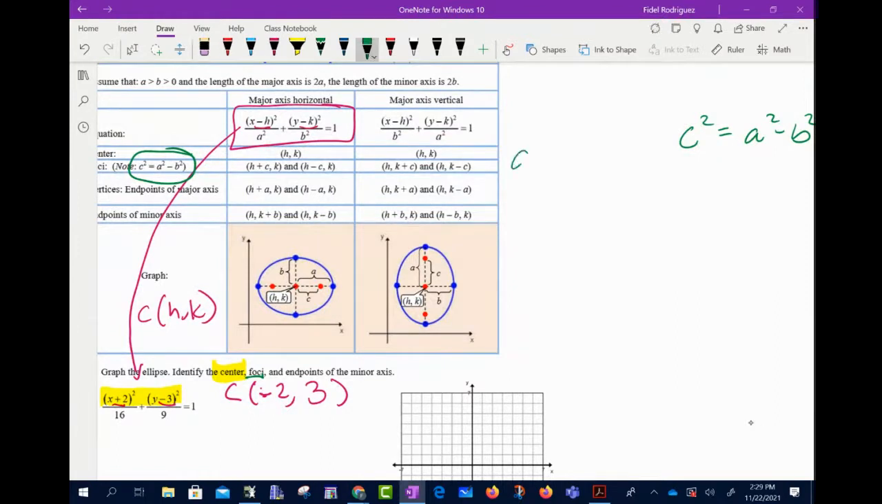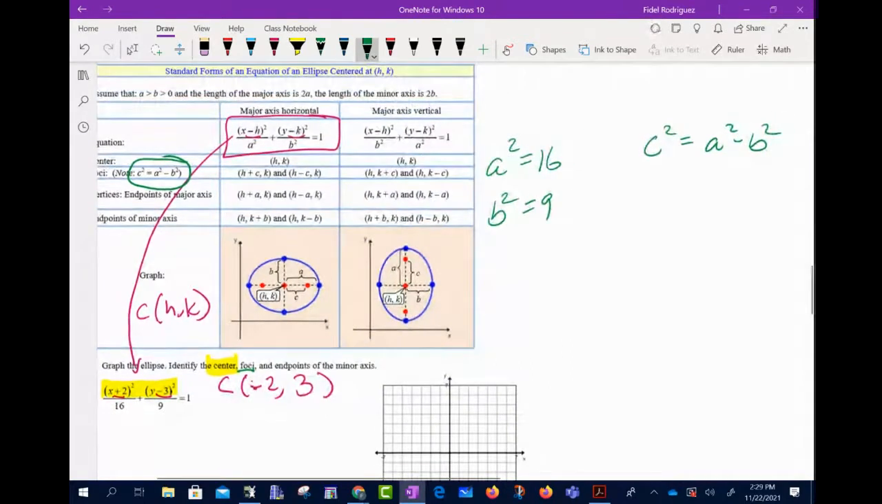Okay, but would you all agree with me that a squared is 16 and b squared is 9? So that means that c squared is going to be 16 minus 9. And isn't 16 minus 9 equal to 7? And so c is equal to the square root of 7. Okay, so we found the value of c.